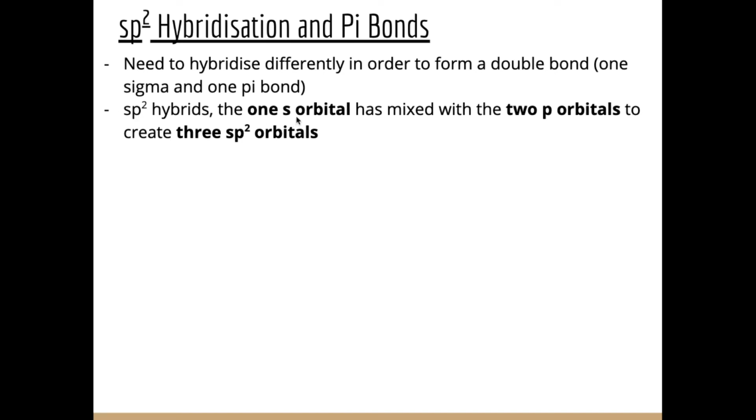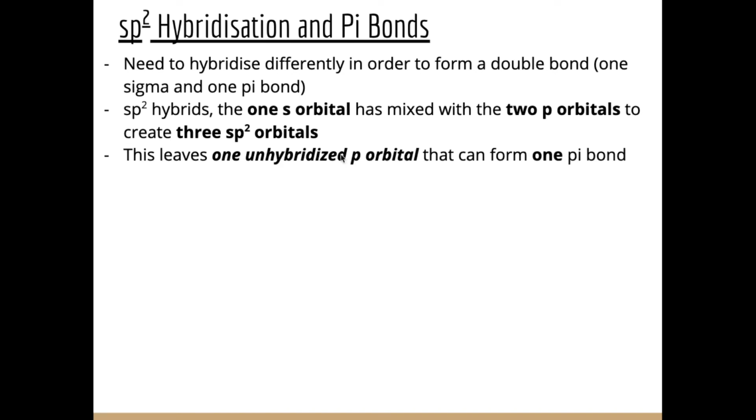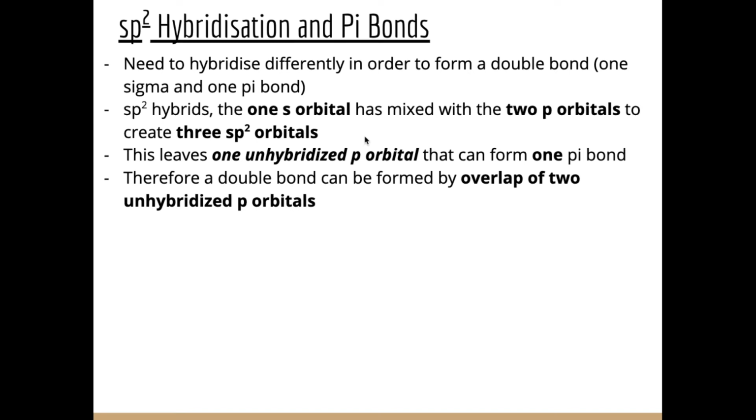In sp2 hybrids, the one s orbital has mixed with the two p orbitals to create three sp2 orbitals. However, we've left one unhybridized p orbital that can form a pi bond in addition to the sigma bonds. What do I mean by this? I'll come back to that last point in a moment.